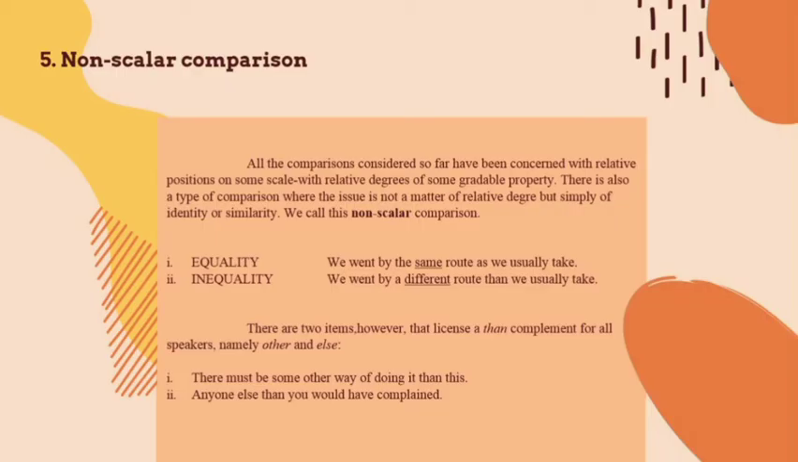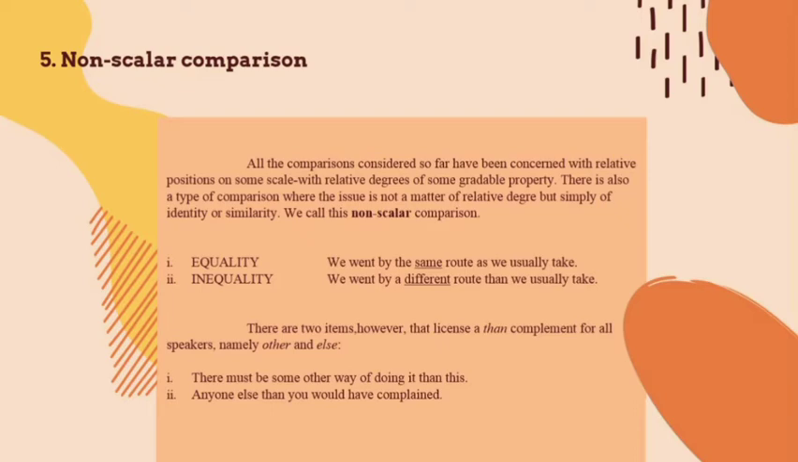And next is non-scalar comparison. All the comparisons considered so far have been concerned with relative position on some scale, with relative degrees of some gradable property. There is also a type of comparison where the issue is not a matter of relative degree, but simply of identity or similarity. We call this non-scalar comparison. The prepositions as and than are found here, so we can generalize the contrast between equality marked by as and inequality marked by than, like the examples below.